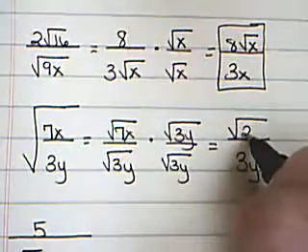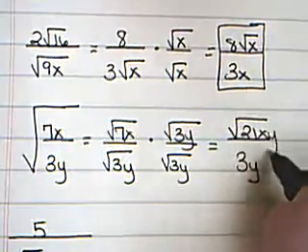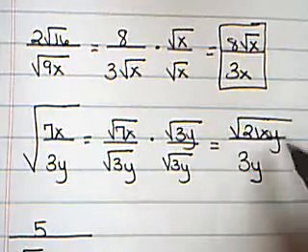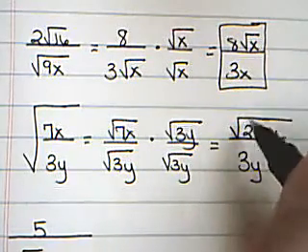7 times 3 is 21. X times y is xy. And again, for today's purposes, we're just going to leave our answer as such.